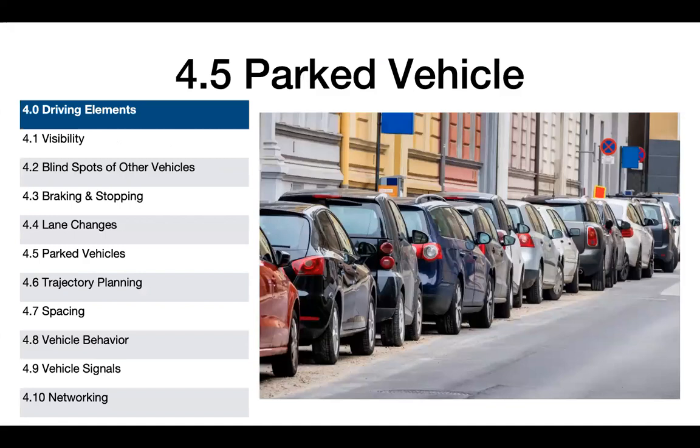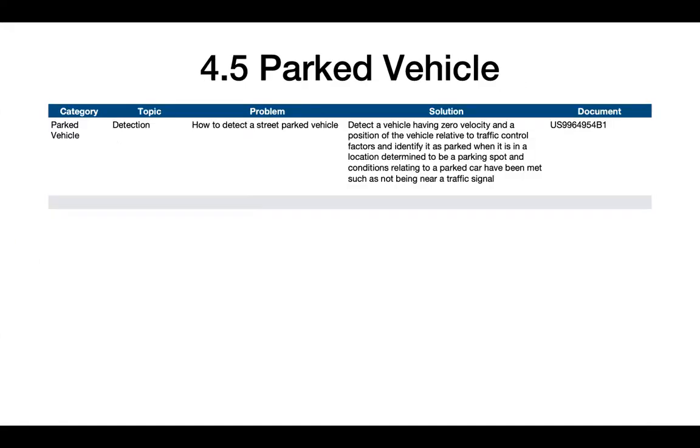4.5, parked vehicles. How do I know that the vehicle is actually parked? Well, here is one way to know how. Detect a vehicle having zero velocity, but that's not enough. I also need to know where it is relative to traffic control factors and identify it as parked when it's in a location determined to be a parking spot.